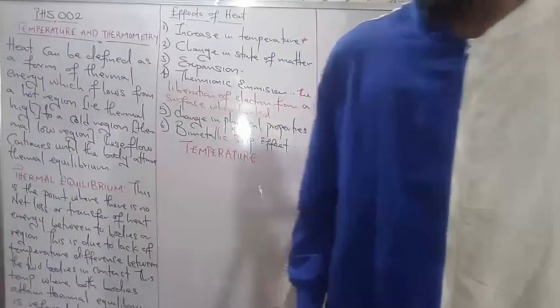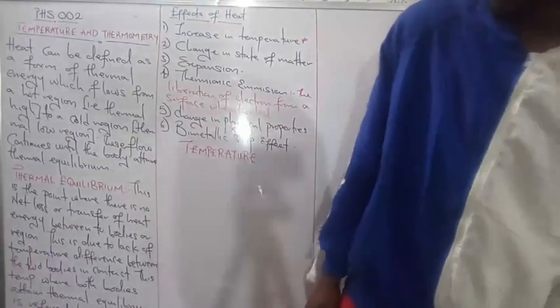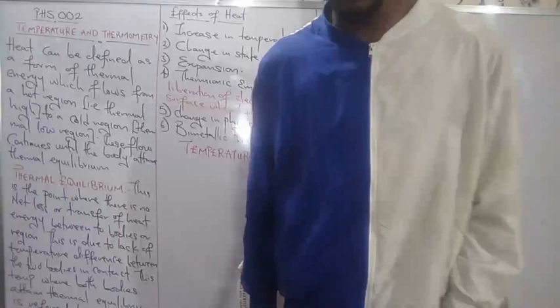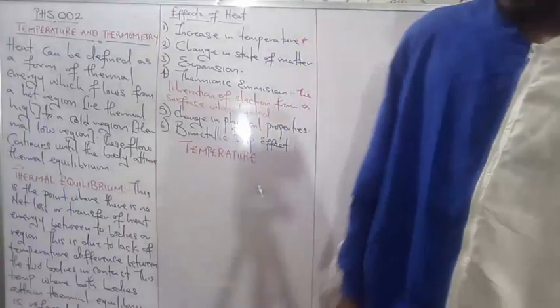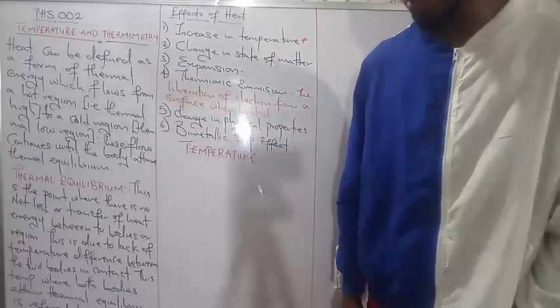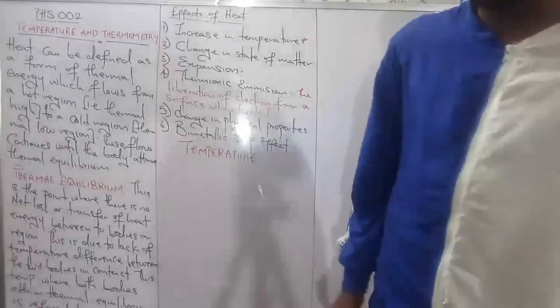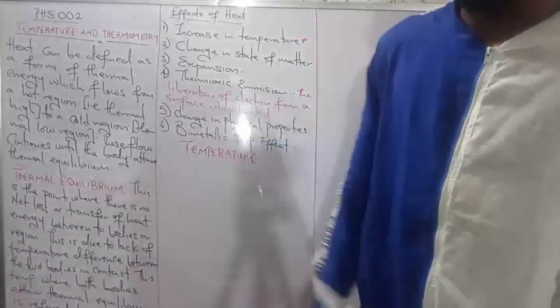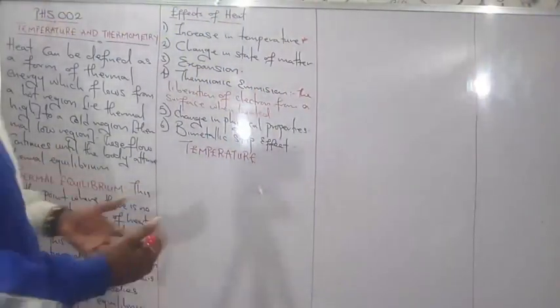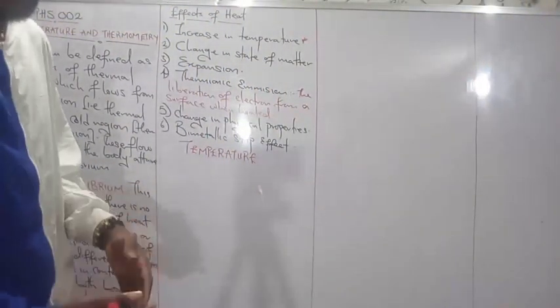As an A-level student, you must be able to illustrate the effect of kinetic energy on temperature, or the effect of the induction of kinetic energy as a result of increase in temperature. So you can define temperature as the degree or the measure of what? Kinetic energy in a system.